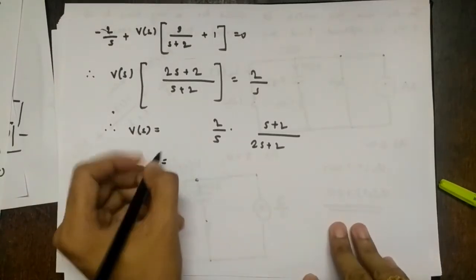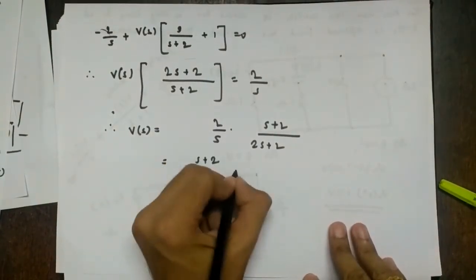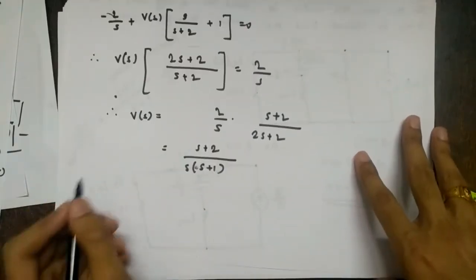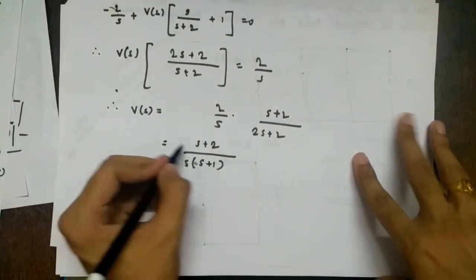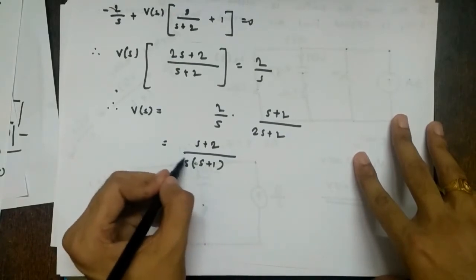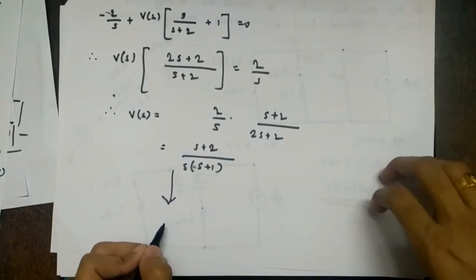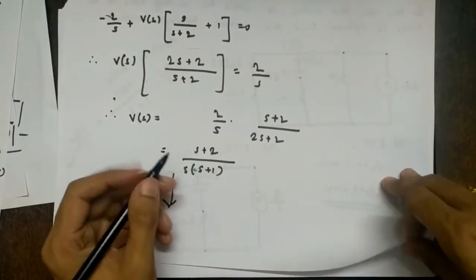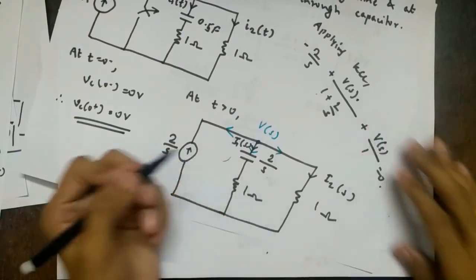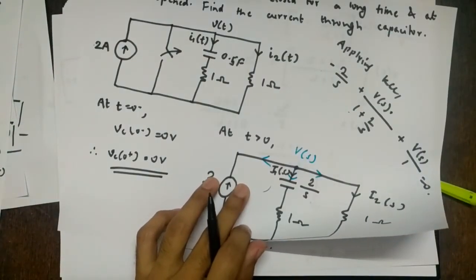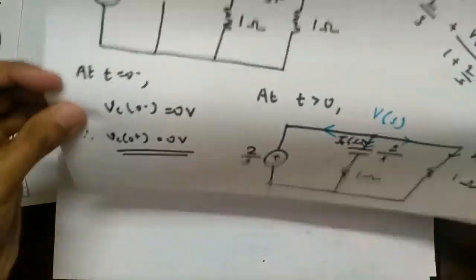So what is happening here? If you solve this, you will get S plus 2 upon S times S plus 1. You are getting an S term here and an S square term here. You can solve this using partial fractions, etc. again, but it will become quite complicated as compared to the previous sums, right? So it is better we apply KVL only here. This is the way you have to think while solving the sums. So let me take this again and solve it.